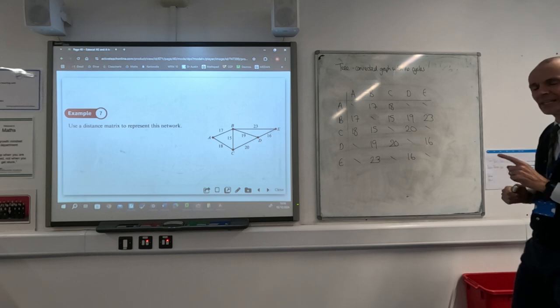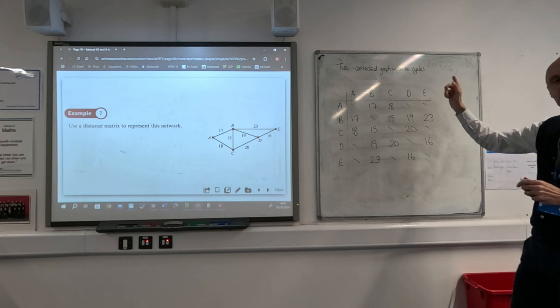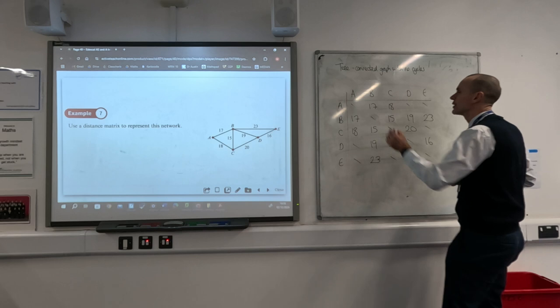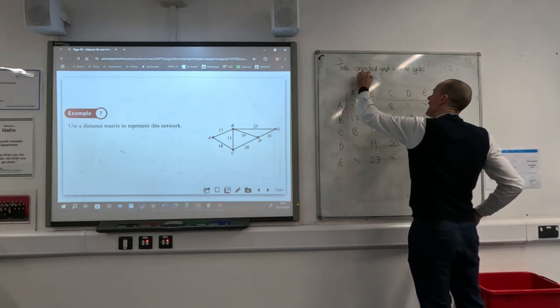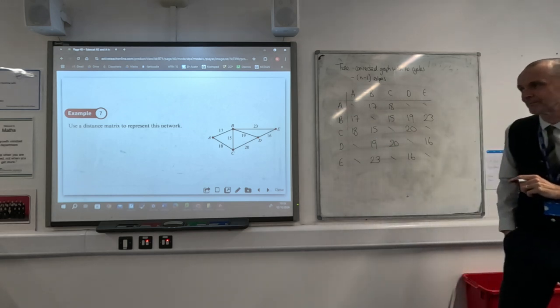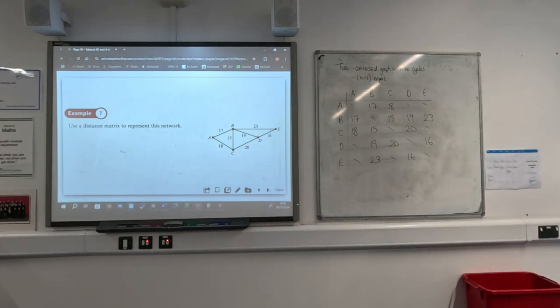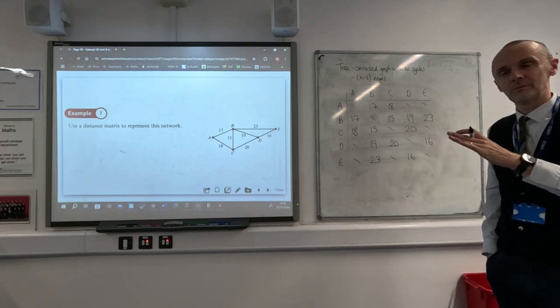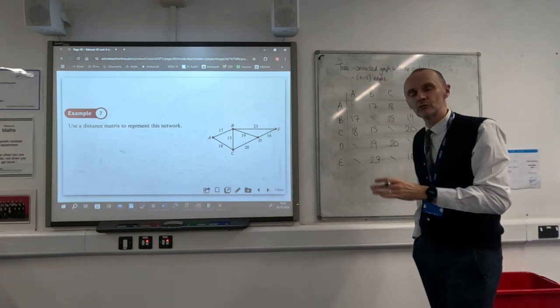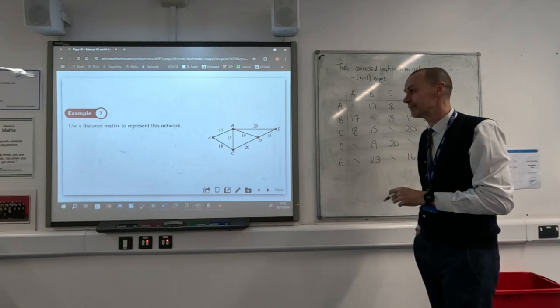How many roads am I going to have to build to make a tree? You're right, it's 4. It's n minus 1. So to make a tree, you always need n minus 1 edges, where n is the number of nodes. But there are plenty of ways we could draw a tree. How do we draw the most efficient tree?